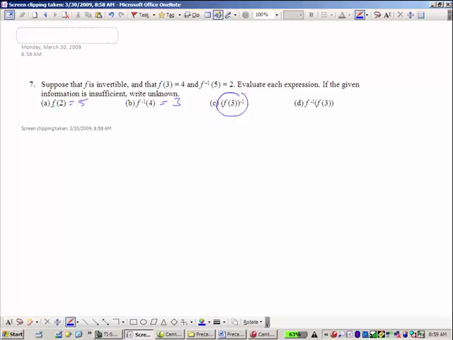And this is a very good question to focus on. If you're looking at where the notation is, there's a big difference between this and this. They are not the same. This is the inverse notation, and this is the reciprocal notation. Okay? So the reciprocal of f of 3 is 1 over 4.